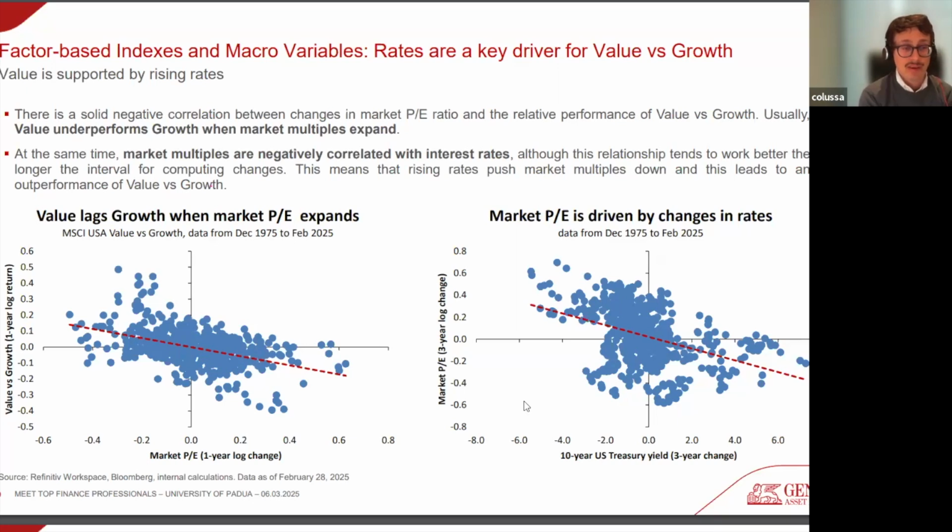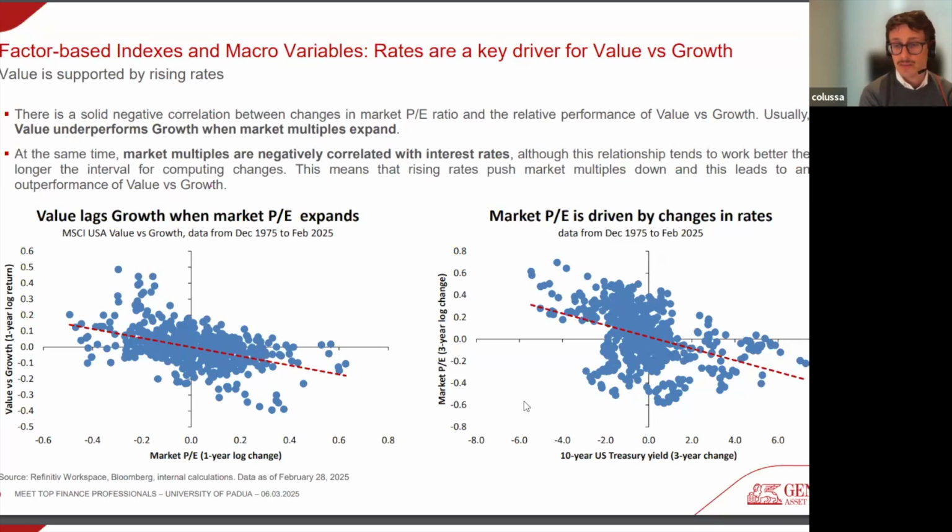The chart on the left shows basically that value tends to lag growth, so to underperform growth, when market price multiples expand. This is basically the very definition of value. Value stocks usually have low price earnings. Growth stocks have high price earnings. And when we have an expansion of this price earnings ratio, growth stocks tend to perform better. So you can clearly see there is a negative relationship between the two.